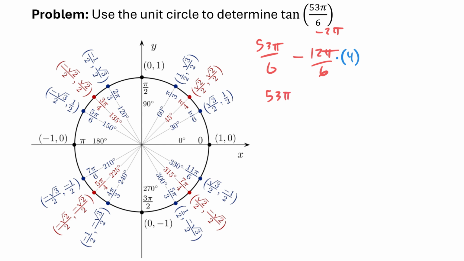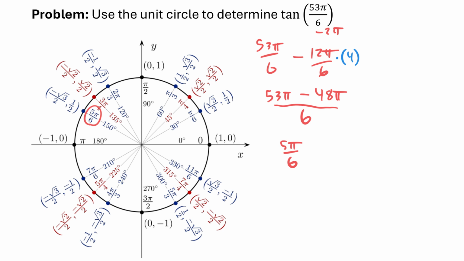Again, it's a bit of trial and error here. You can't really go wrong, because if you subtract too much, just go back and subtract 1 less. If you don't subtract enough, you can just keep subtracting. 53 minus 48 will be 5. 5 pi over 6. That's right here.